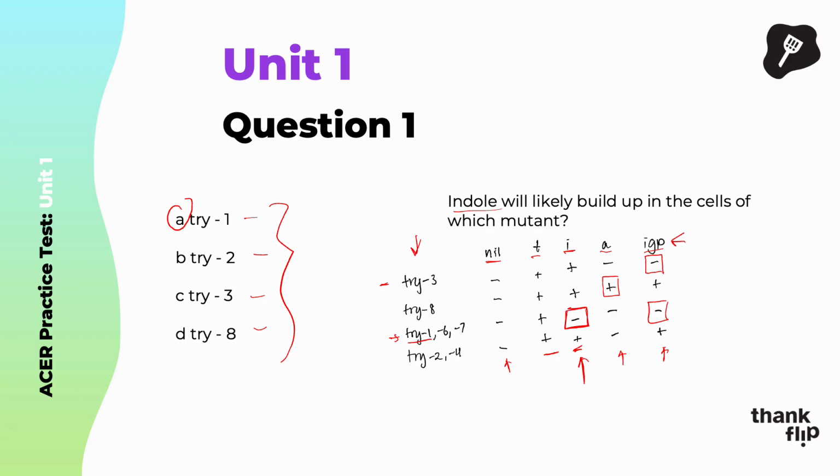Now if you still couldn't come to any of this conclusion, what you could have done is a process of elimination and pattern recognition, because when they're asking about indole, you'd look at this column, and there's only one odd one out, and that's try 1. So you could guess in terms of that and then move on. That's just if you were really struggling with this question.